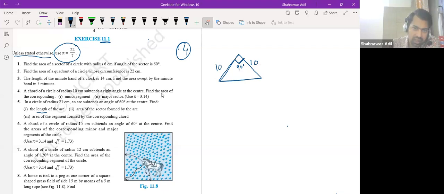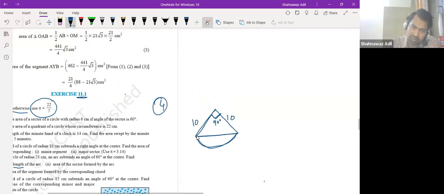And then find the area of the corresponding minor segment. So we have this minor segment, and then we have correspondingly the major segment. Major sector.